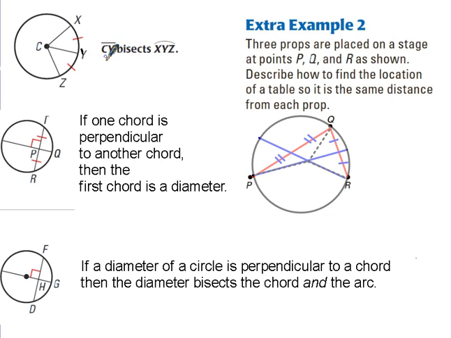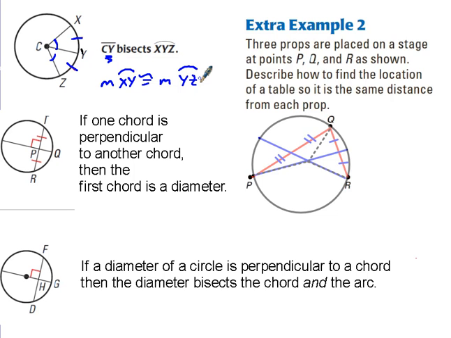Going on to the next one, we have segment CY bisects XYZ. So it's splitting this in half, which means these two pieces are congruent. Makes sense? That means the measure of arc XY will be congruent to the measure of arc YZ. A couple more properties here.